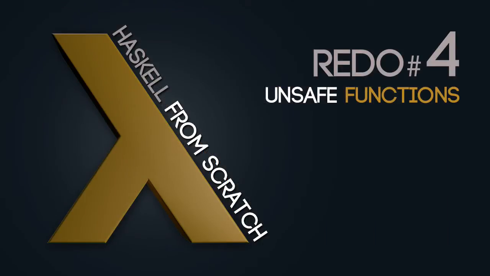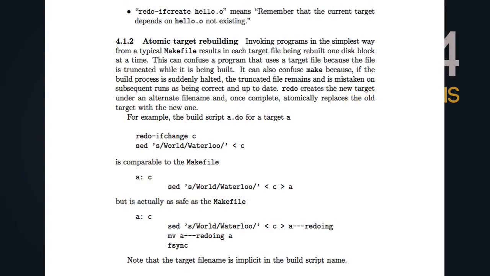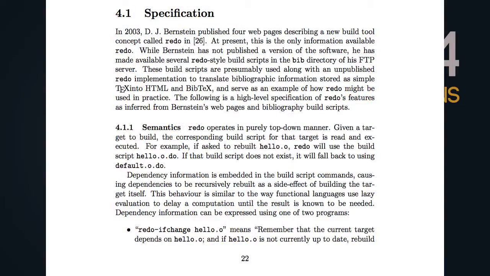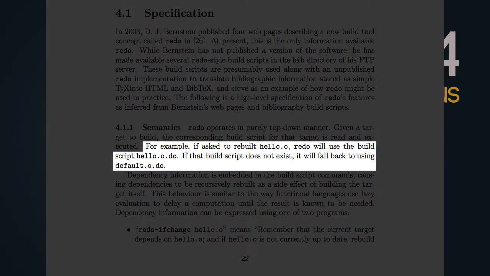And I want to call out a couple parts of his paper and use those to motivate the next steps in our implementation. If you move on to section 4.1.2, you'll see that we've already covered this part, and that's atomic target rebuilding. This mimics what DJB already had published on his site. And then if you look up just one section more at section 4.1.1, you'll see the semantics of redo. And the part I'd like to focus on here is the use of default.do files. So you can see this example.